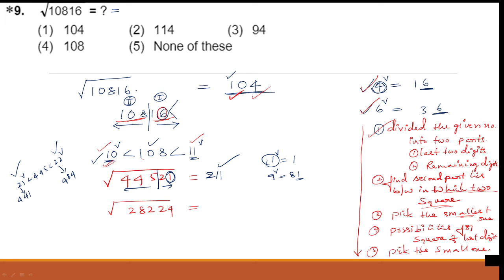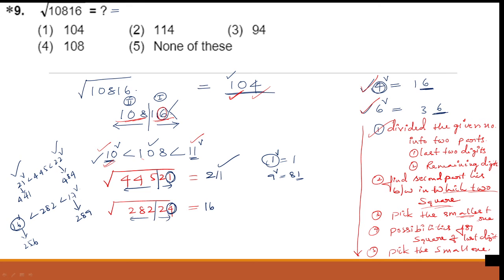Now comes to the next question, that is 28224. Divide this into two parts, first part and the second part. It is 282 actually. So 282 lies between 16 square and 17 square. What is 16 square? 256, and 17 square is 289. But we need to take the smallest one, that is 16.